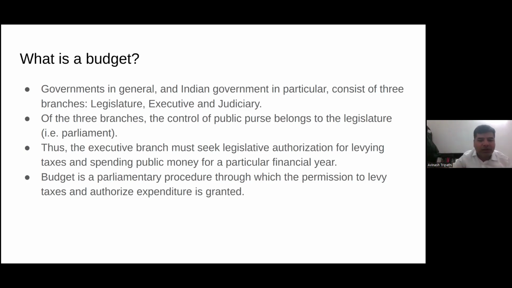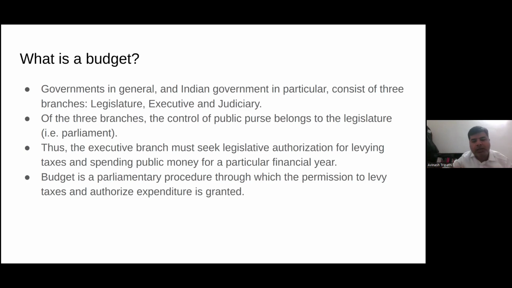Now, once you think about it, this power of imposing taxes and the ability to spend that money is a very powerful thing. Our constitution provides a number of mechanisms to control this entire process. Before I elaborate on this, I am going to talk a little bit about the structure of our government.